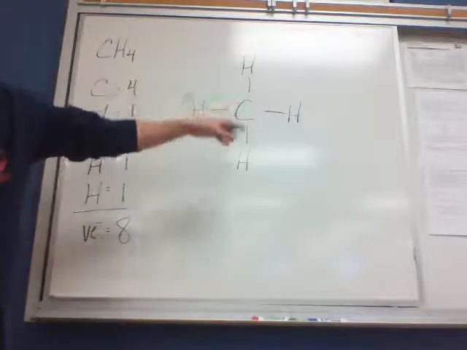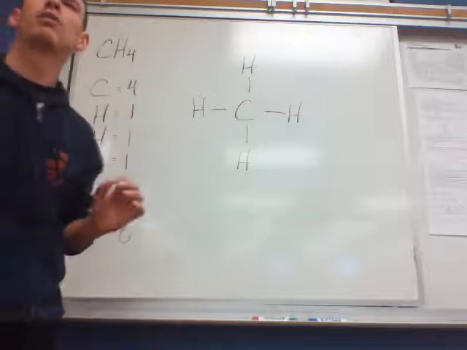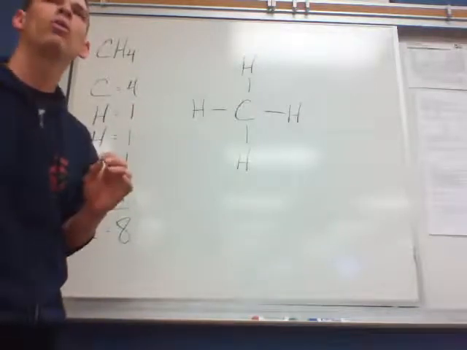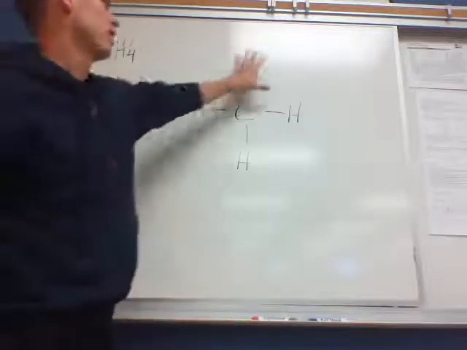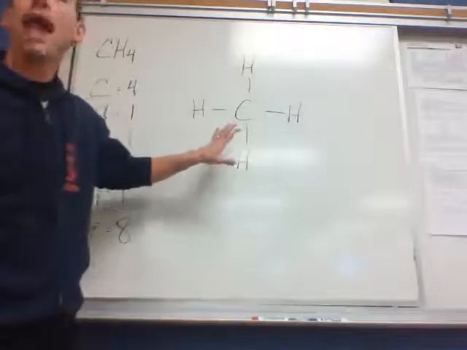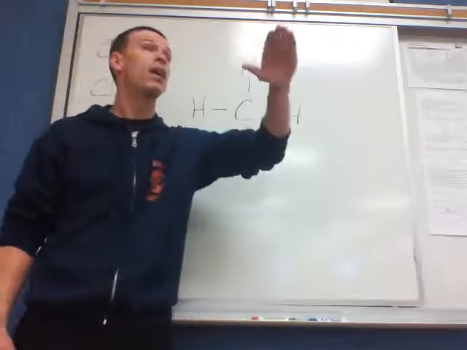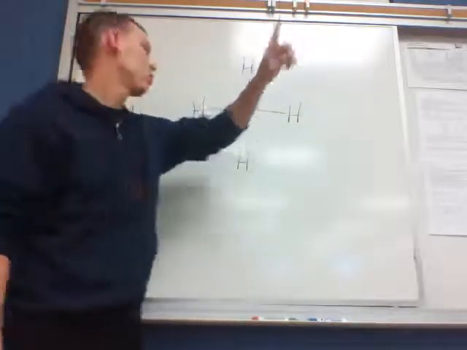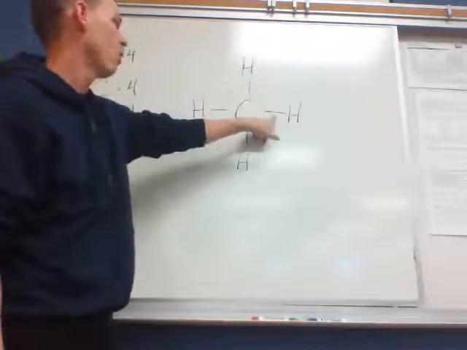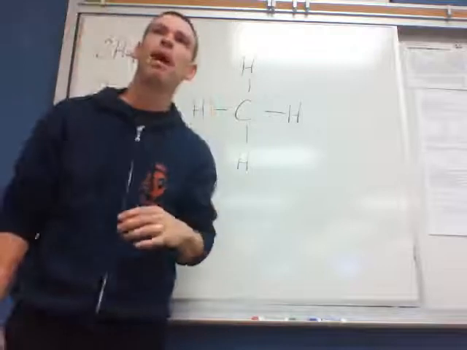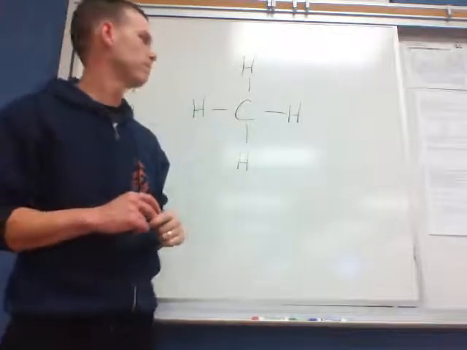Hey, look at this picture I drew. How many total electrons are represented in this picture right now? 8. Here's how they came up with that. Remember just a little while ago, every line represents 2 electrons, right? So 2, 4, 6, 8. So keep that in mind as we go through the process.